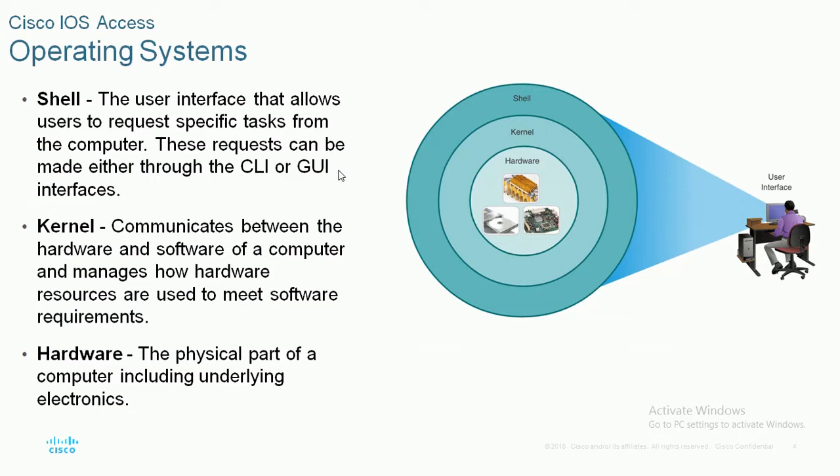Okay, kernel, it communicates between the hardware and the software of a computer and manages how hardware resources are used to meet the software requirements. That is nothing but a kernel, it is the intermediate part. And the hardware, the physical part of a computer, including the underlying electronics like any switch port, or anything physical which comes under hardware. So how to access the hardware and how to modify the properties of the hardware by giving the commands in the shell prompt. Okay, and the kernel is the one responsible for communicating between the shell and the hardware.